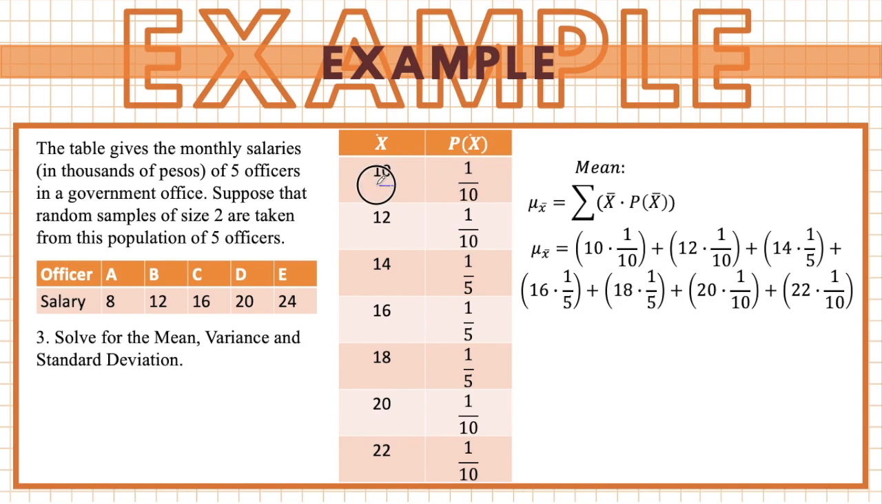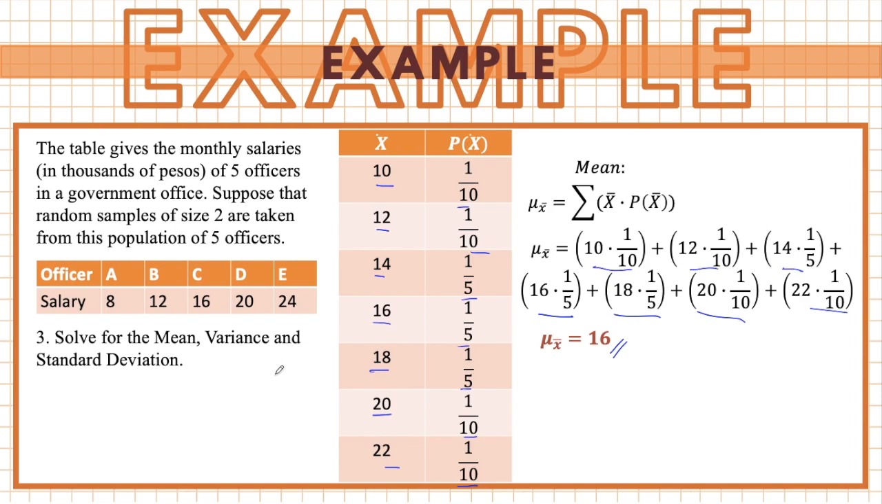So that will be 10 times 1 over 10 plus 12 times 1 over 10 plus 14 times 1 over 5 plus 16 times 1 over 5 plus 18 times 1 over 5 plus 20 times 1 over 10 plus 22 times 1 over 10. And then the answer is 16. So the mean of the sample mean is equal to 16.